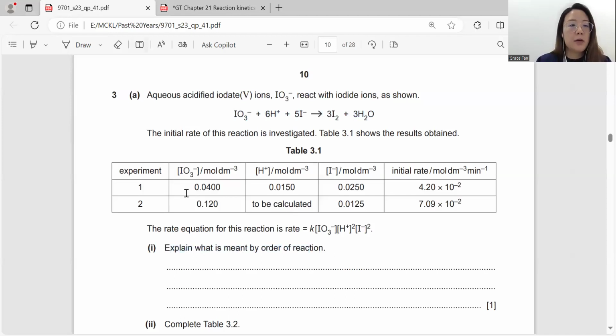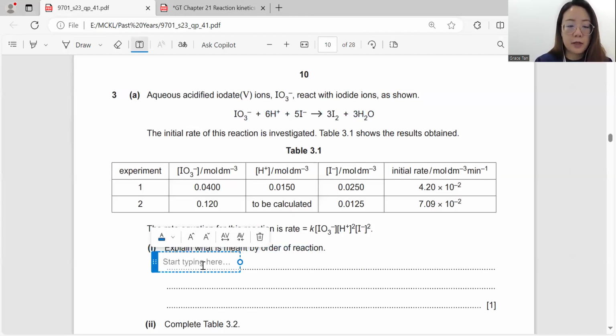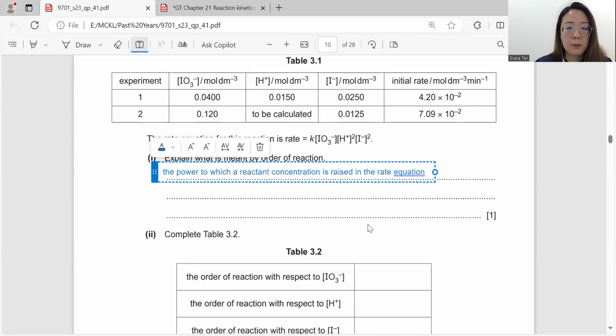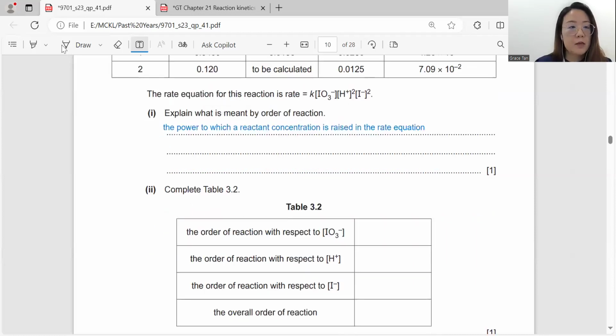Correct? So just now, we have learned that the order of reaction is the power to which a reactant concentration is raised in the rate equation. Okay, a quite popular definition.